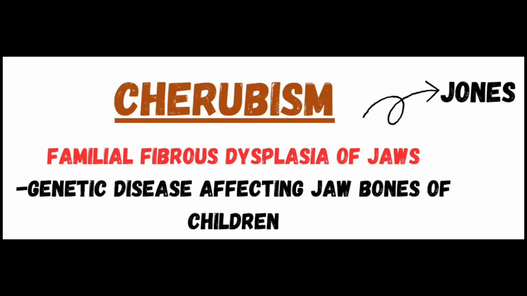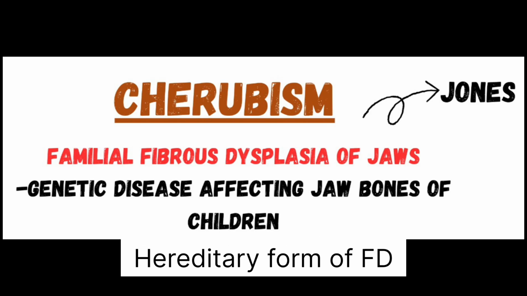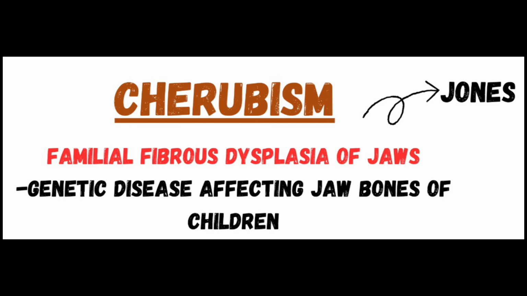Cherubism. It is a genetic disease affecting the jawbones of children. Jones described it as the familial fibrous dysplasia of jaws and named it cherubism. Cherubism is a specific hereditary form of fibrous dysplasia. Fibrous dysplasia is a non-hereditary bone disorder where normal bone is replaced by fibrous tissue. Cherubism is a hereditary form, fibrous dysplasia is a non-hereditary form.